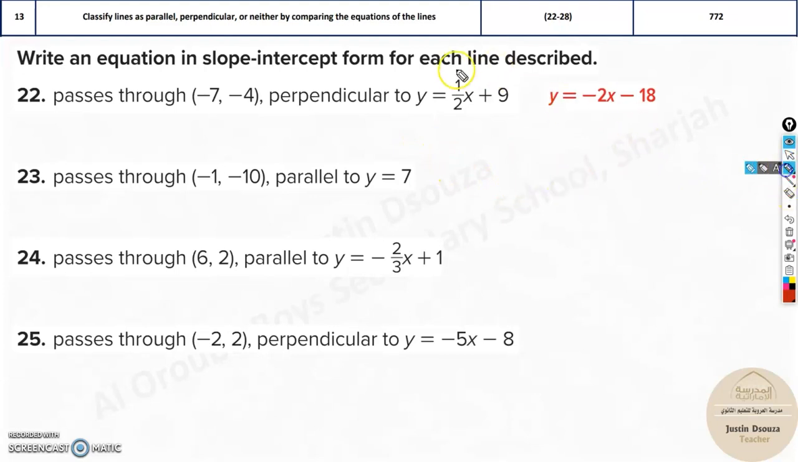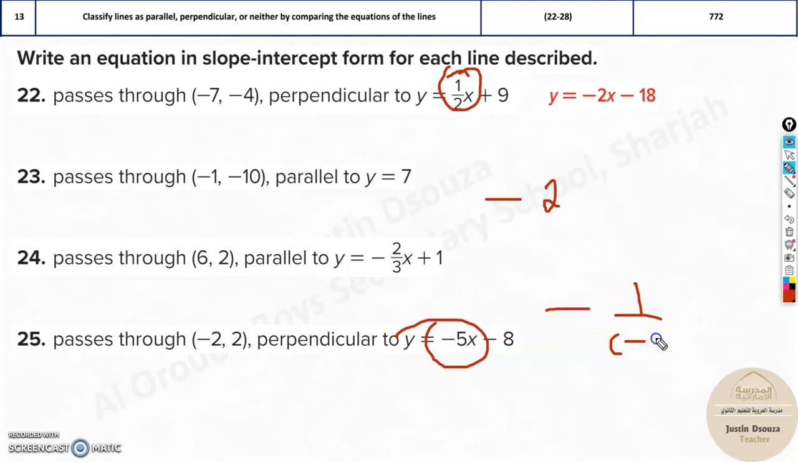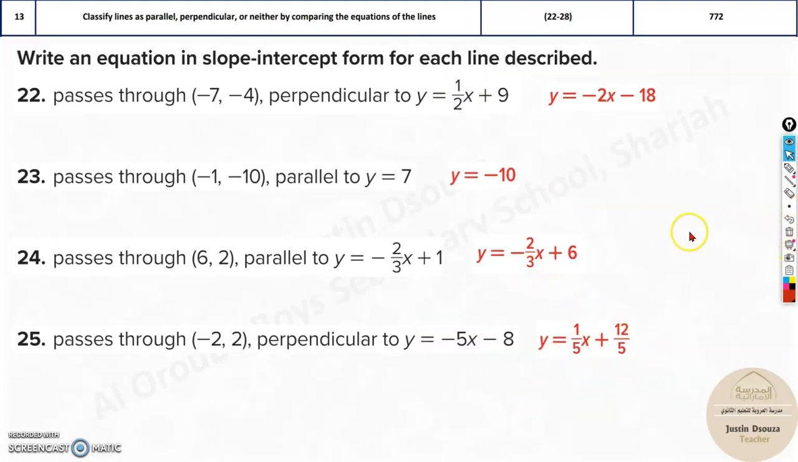Now for example, if you know this is the slope, the perpendicular slope will always be the negative reciprocal. The reciprocal of 1 by 2 is 2. Now over here, negative reciprocal of minus 5: it will be 1 divided by minus 5, which is 1 by 5. The slope will be 1 by 5. That's it, positive 1 by 5, because the negative cancels. It's up to you. If you're getting confused, don't worry, just use it.